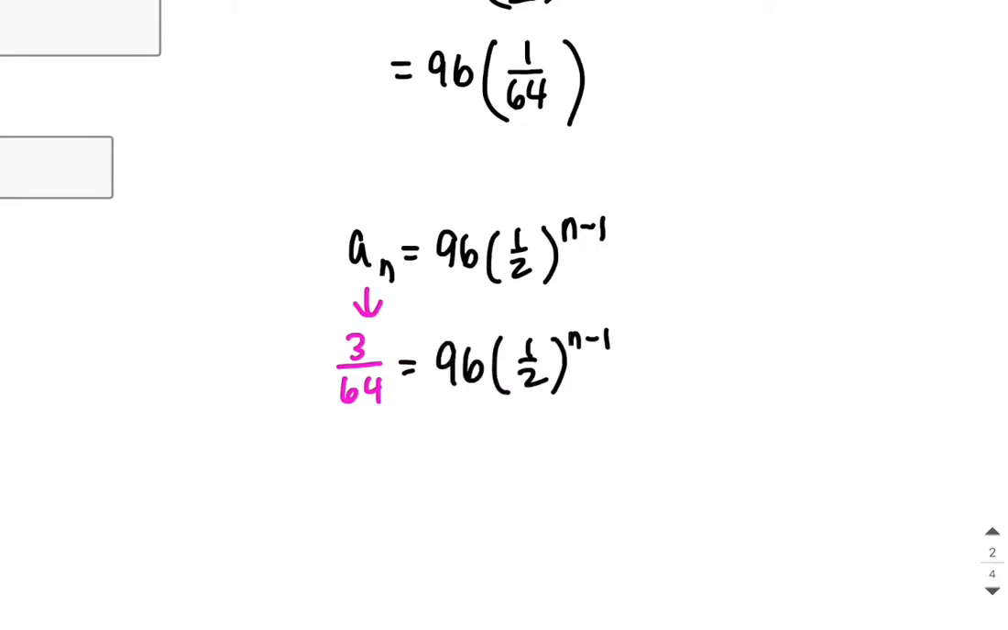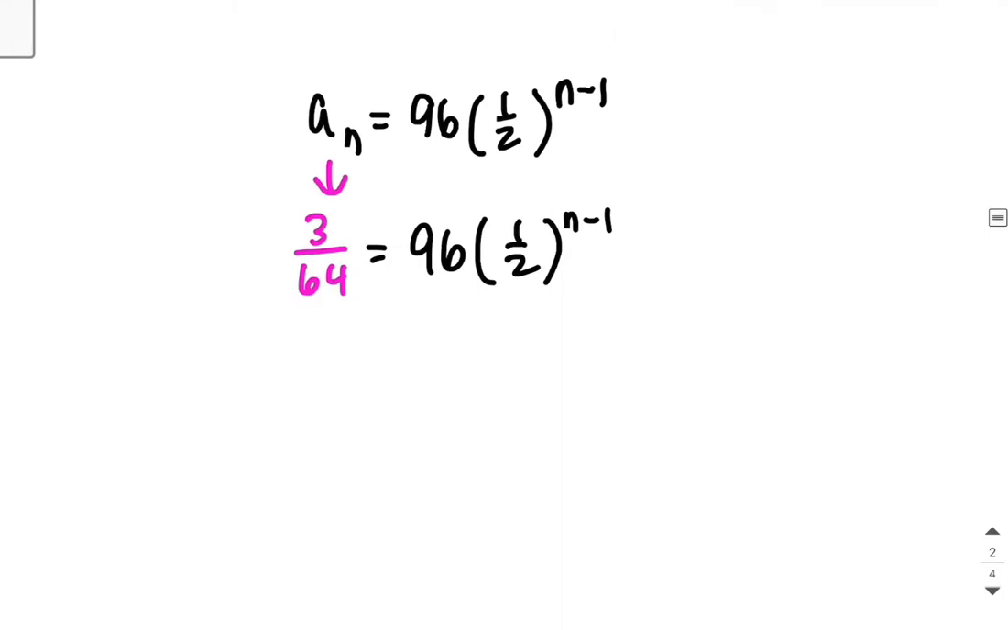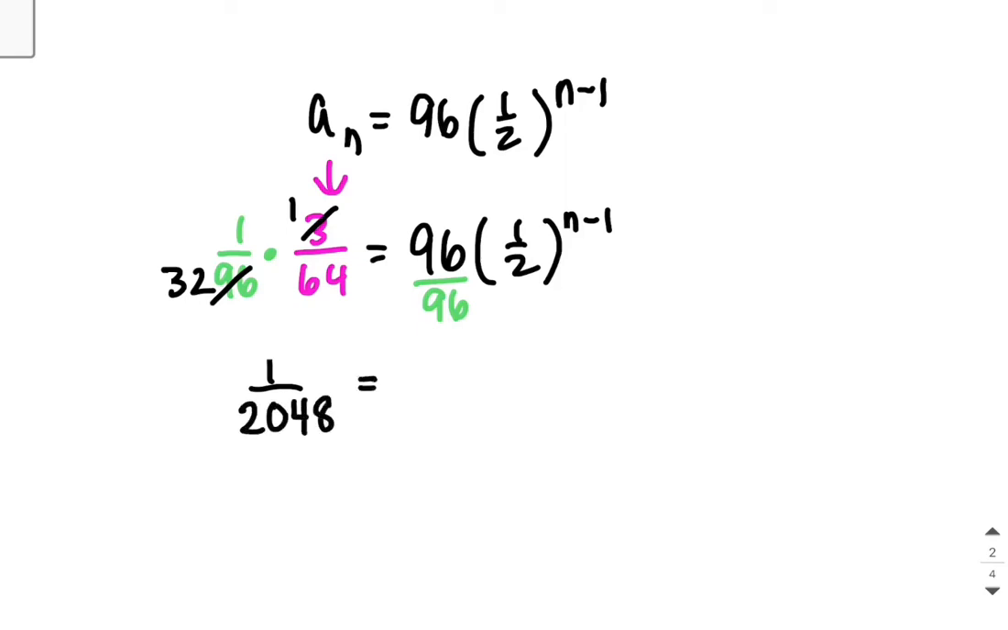What I want to do now is solve for what n is. First thing I'm going to do to get there is divide both sides by 96. That's the same as multiplying, since I have a fraction on the left-hand side, by 1/96. And that gives me 3 over, I think I can actually simplify this. 96 divided by 3. Yeah, I can simplify this down to 1 and 32. So I'll end up with 1/32 times 64, which gives me 2048. And on the right-hand side, I have 1/2 raised to the n minus 1 power.